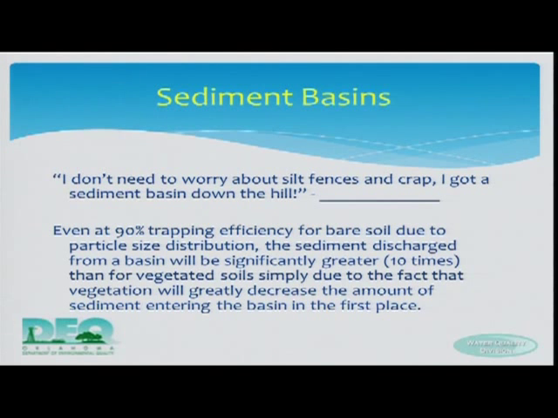Now, I have heard it said that I've got a sediment basin, I don't need to worry about all that other stuff. And after we get down to this point, we've been talking about all these other things, playing ball in the first quarter and all that good stuff. But think about the way that the physics is going to work in a sediment basin. And I'm just going to read this. Even at 90% trapping efficiency for bare soil, due to particle size distribution, the sediment discharge from a basin will be significantly greater than for vegetated soils, just due to the fact that vegetation greatly decreases the amount of sediment entering the basin in the first place.